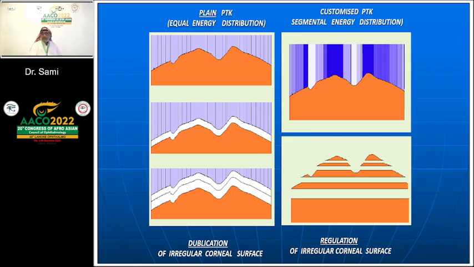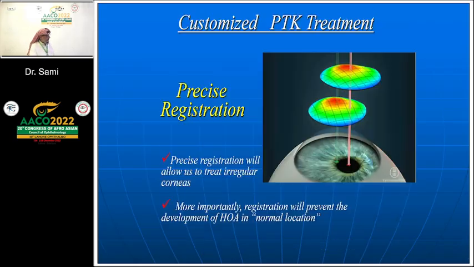And why did we say customized PTK? Because customized PTK means that the energy distribution is different, according to where we need it. If you have a plain PTK, the energy distribution is equal, so all the tissue will receive the same energy, so you are replicating the tissue. But if you have customized, the energy will be higher here and nothing here, so you can take off the highest area gradually until you get a really good surface.